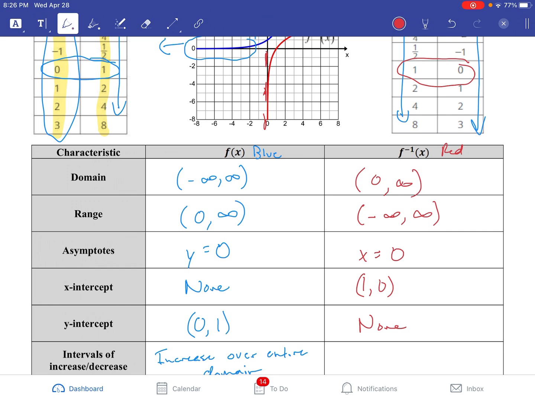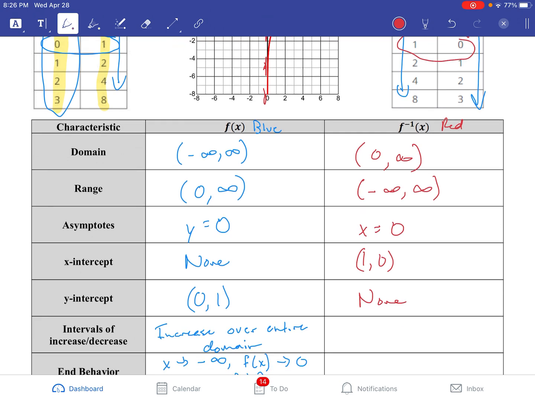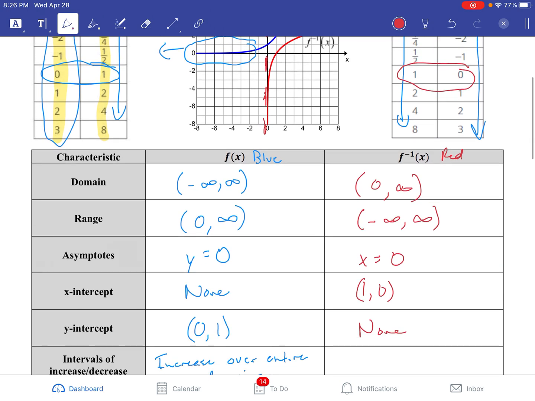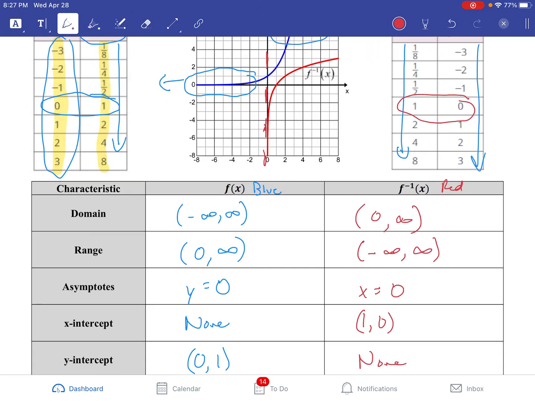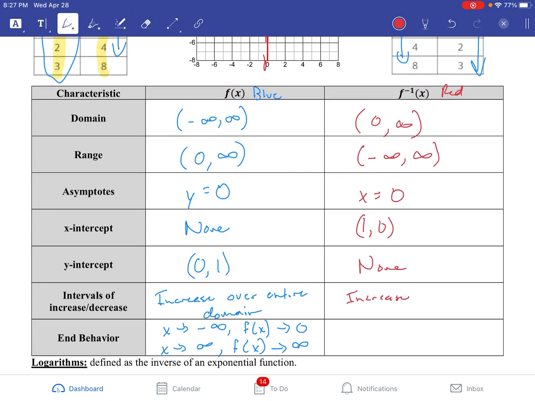Okay. This one's a little bit trickier. The intervals of increase or decrease. Well, in this case, it is increasing the entire time, but it's not across the entire domain, because the domain for this graph is only 0 to infinity.